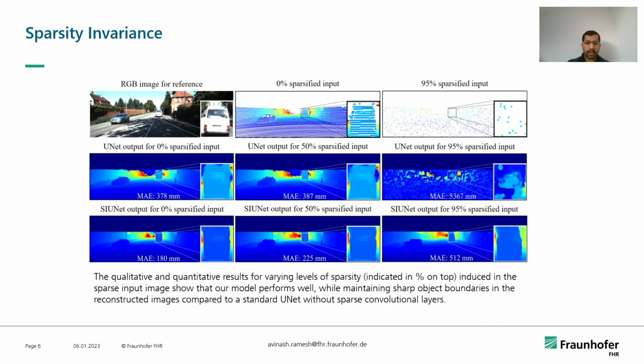The results for varying levels of sparsity induced in the sparse input image show that our model performs well while maintaining sharp edges in the reconstructed images, compared to a standard UNet without sparse convolutional layers.